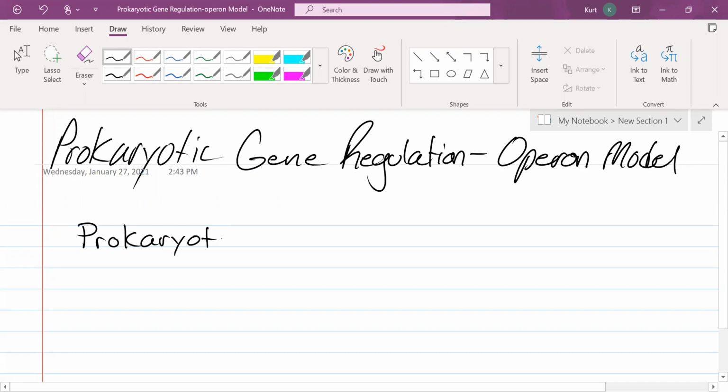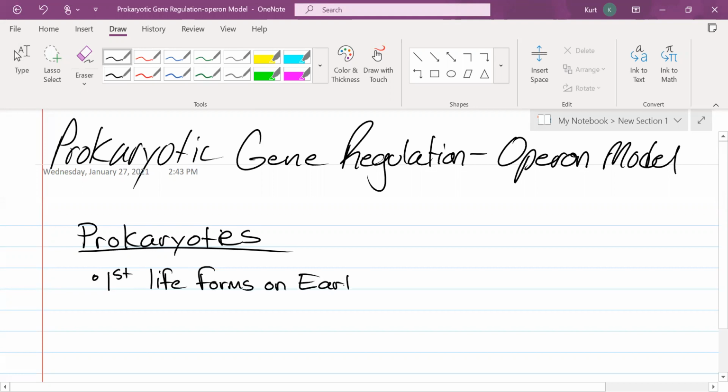Did they evolve before or after eukaryotes? Yeah, they're the first life forms on Earth. It is entirely possible that we may find alien life within your lifetime. That would change the science books forever. But if we do, it's not going to be some three-headed octopus monster. It's going to be a single-celled organism.